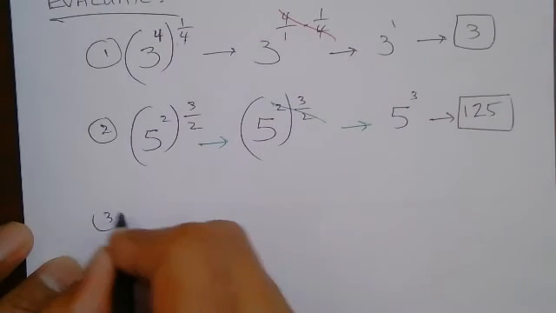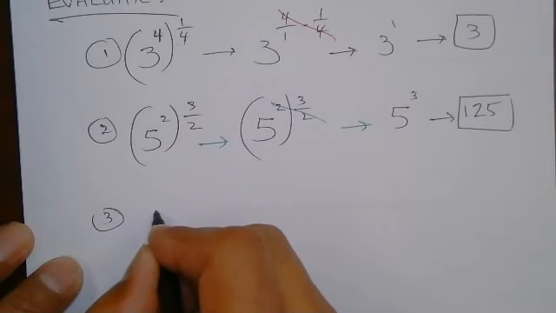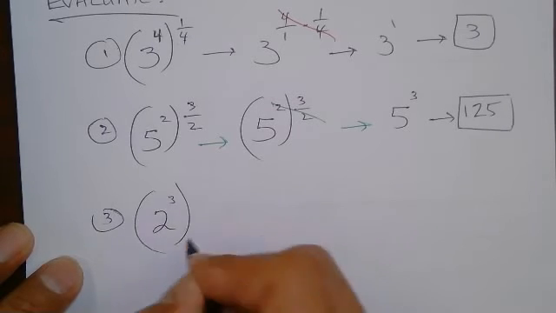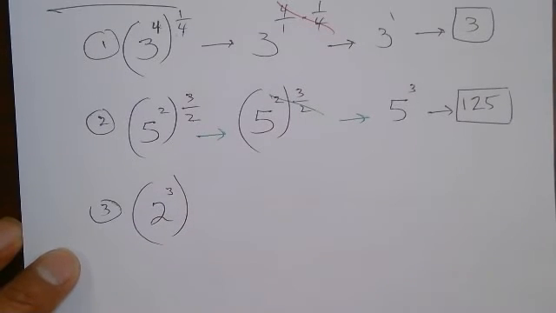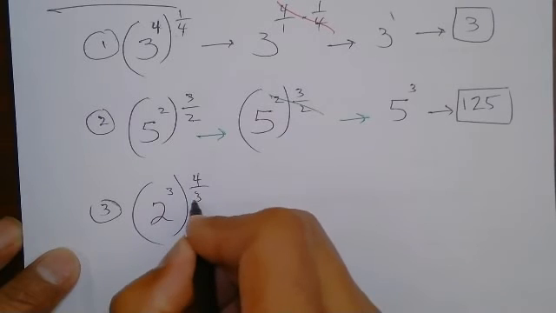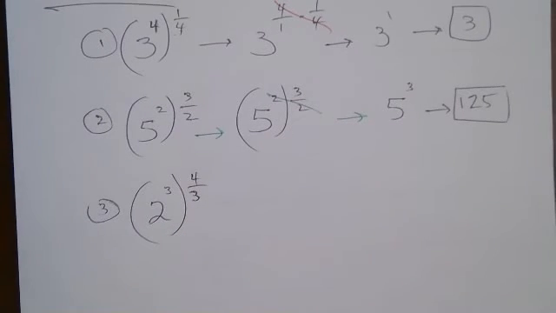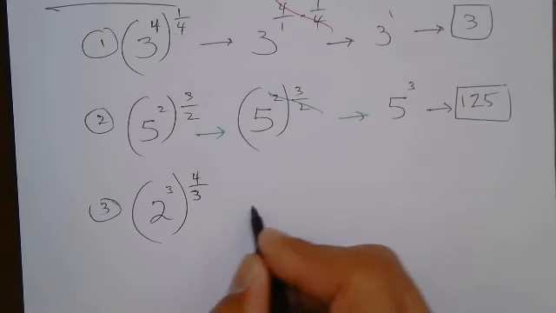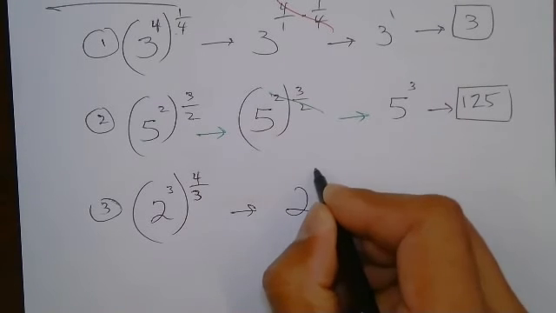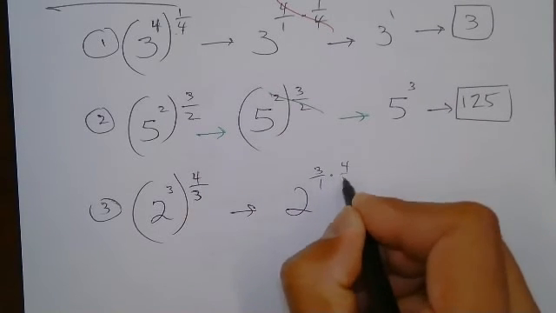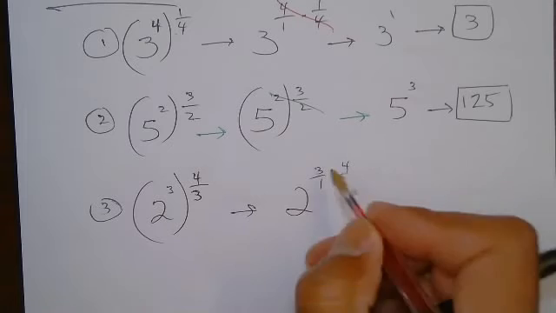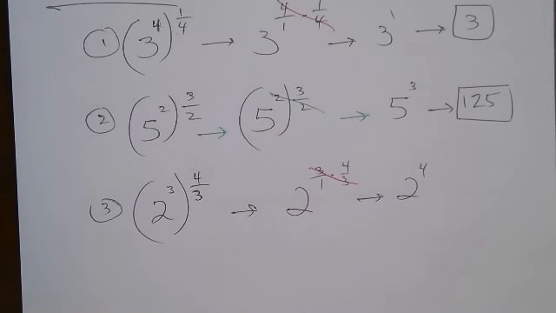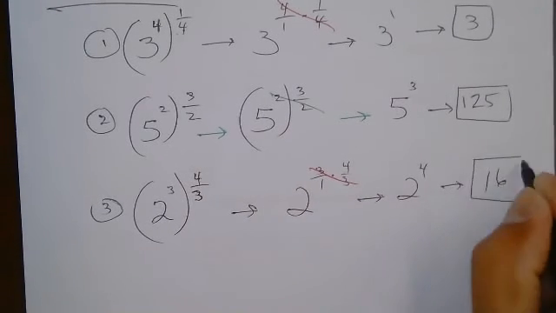Okay, what if I have, last one like this, 2 to the power of 3, and then 4/3 like this. What's going to happen? Yeah, these will cancel. You're left with what? 2 to the power of 4, and the answer is 16. Okay.